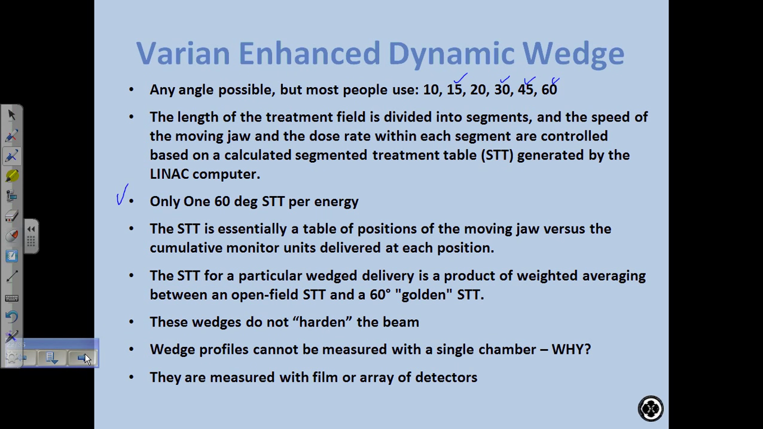Wedge profiles cannot be measured with a single chamber. Why? Remember I talked about profiles and how we can run a chamber across the field and measure a wedge profile with a static wedge. Why can't you do that with a dynamic wedge? Because it's dynamic. There are two things that are dynamic, the chamber and the wedge. So there are two things moving. So you couldn't measure it.